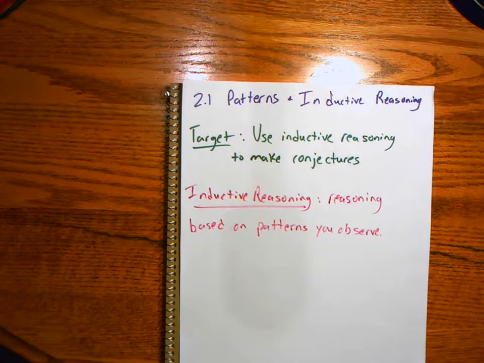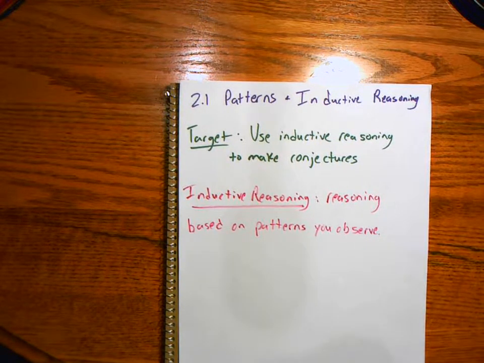Hello, today we're going to be starting with some geometry. We are done for the most part with the algebra textbooks and we will be jumping right into geometry. First chapter is number 2 and 2.1 is titled Patterns and Inductive Reasoning. The learning target for today is to use inductive reasoning to make conjectures.